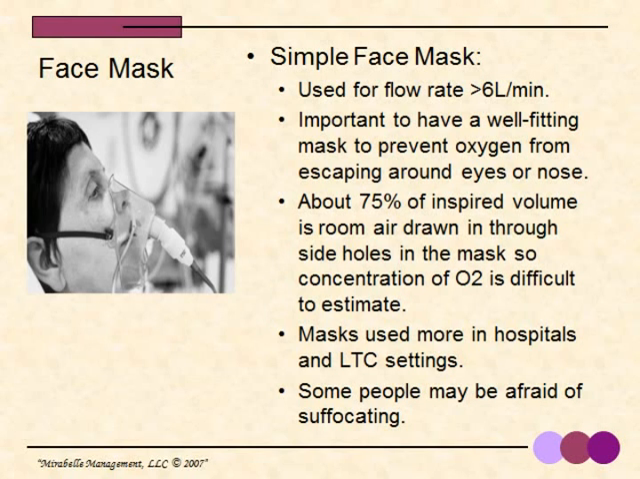Another way to deliver oxygen is through a face mask. The face mask is used when the flow rate is higher, over 6 liters per minute. It's important to have a well-fitting mask, and that's to prevent the oxygen from escaping around the eyes or the nose. About 75% of inspired volume is room air drawn in through side holes in the mask, so the concentration of oxygen is difficult to estimate.